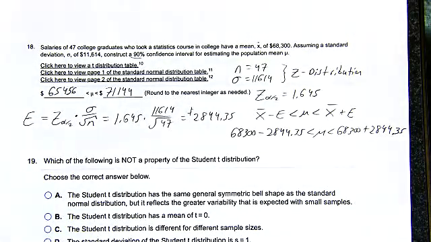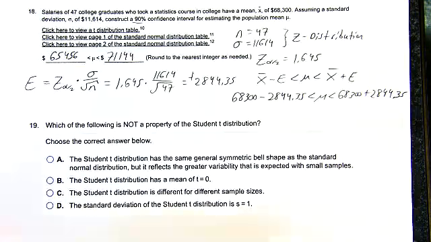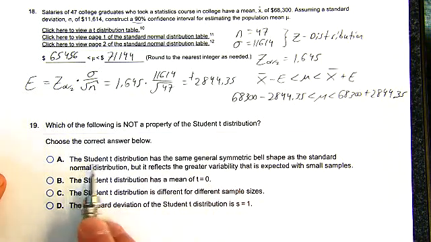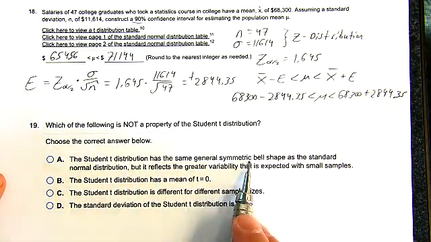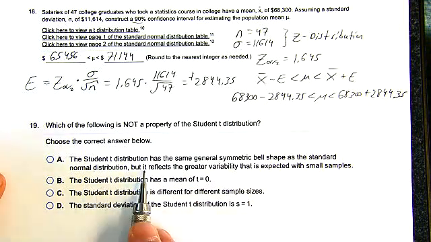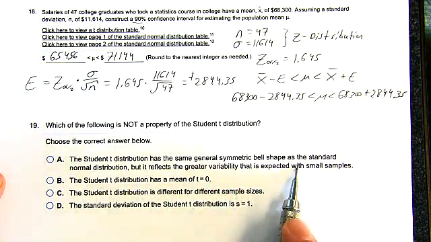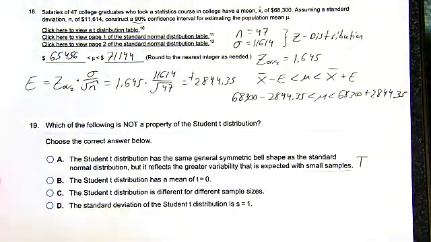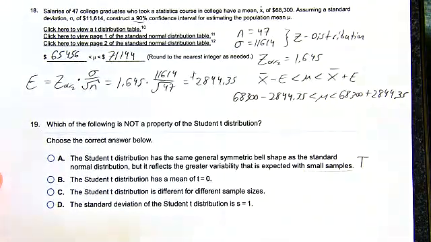Okay, last two are theory on how we did these. So which of the following is not a property of the student t-distribution? The student t-distribution has the same general symmetric bell shape, that's true, as the standard normal distribution, but it reflects the greater variability that is expected with small samples. That is stated even better than I said it, and that's all true.